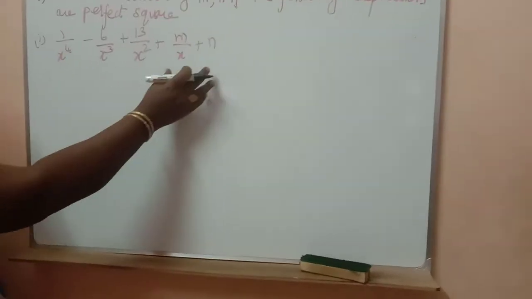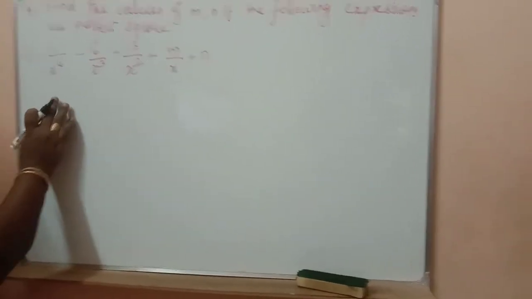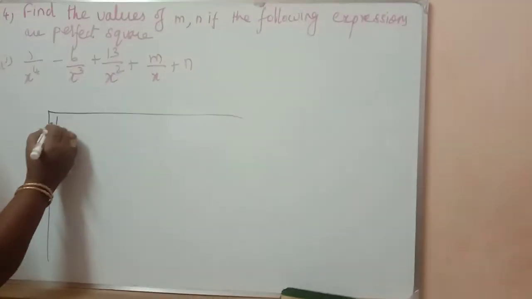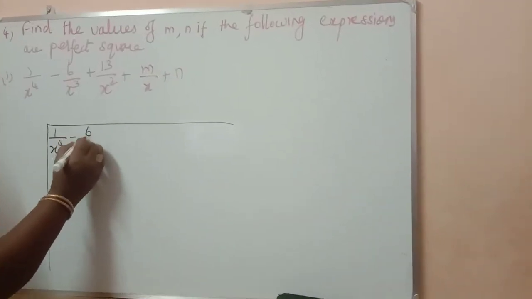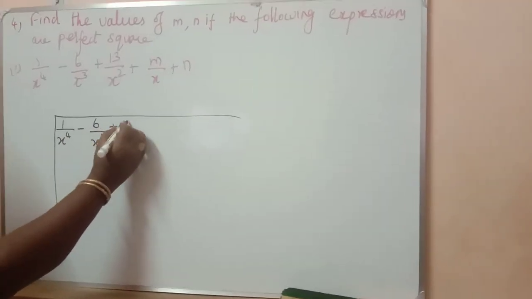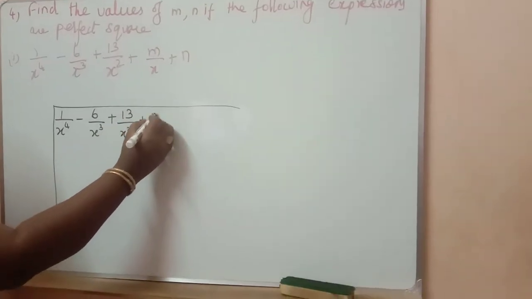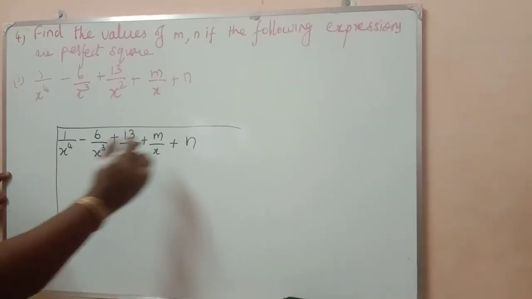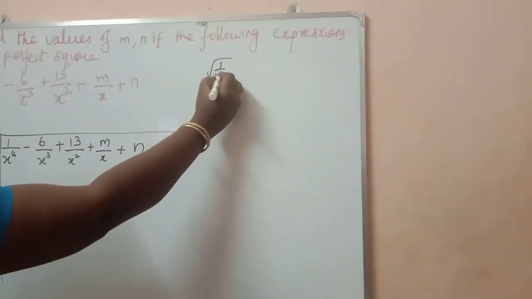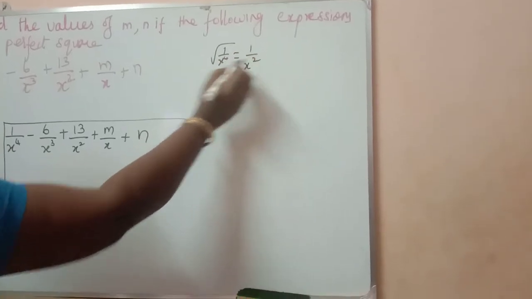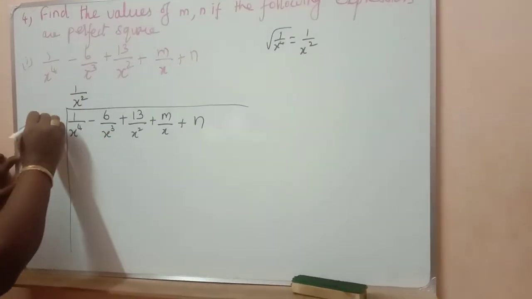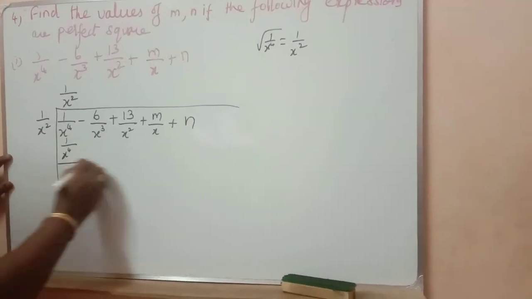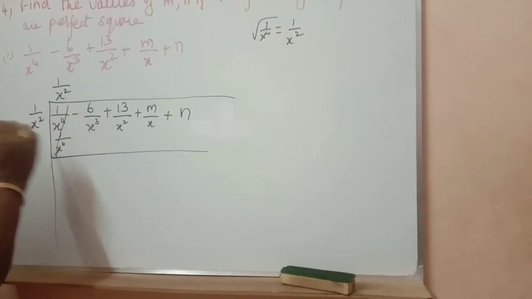Find the values of m and n. Same procedure, but it is in the fraction. Okay. So write in the same order. 1 by x power 4 minus 6 by x cube plus 13 by x square plus m by x plus n. Okay. First square root of the first term, root of 1 by x power 4 is equal to 1 by x square. So write at the top and at the left, and if you multiply these two we will get 1 by x power 4. Change the sign and cancel.